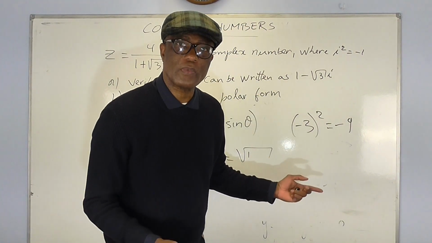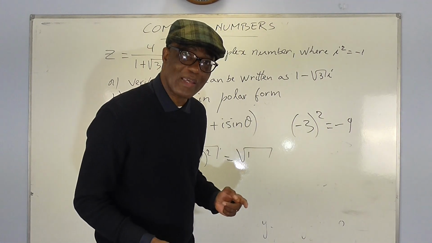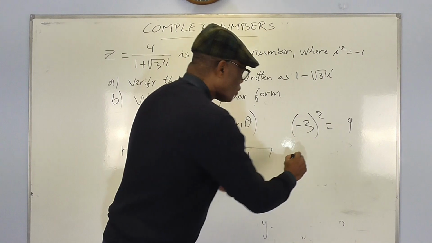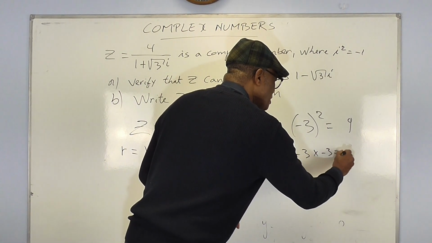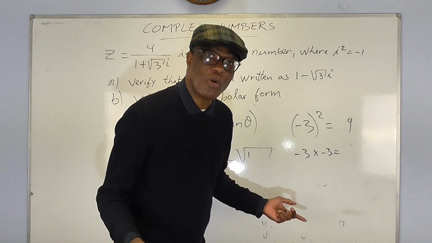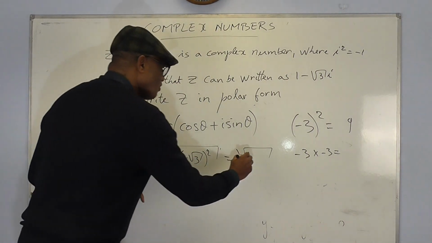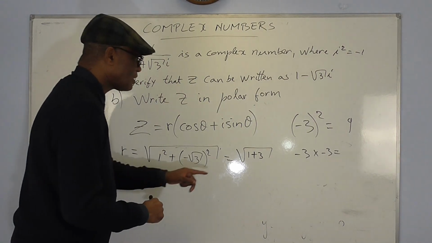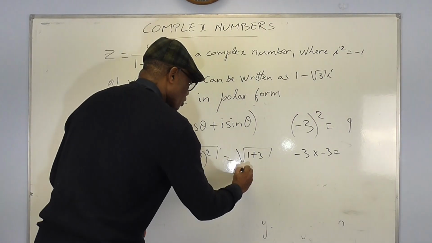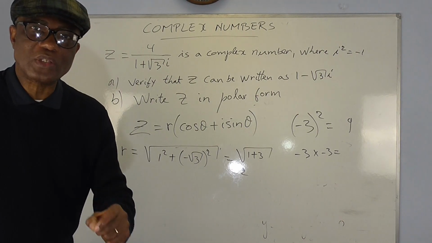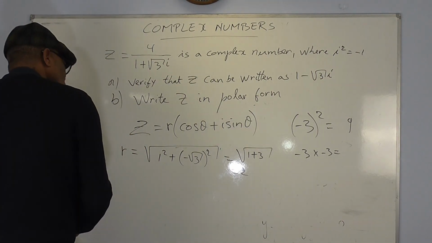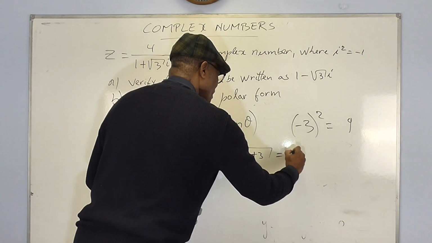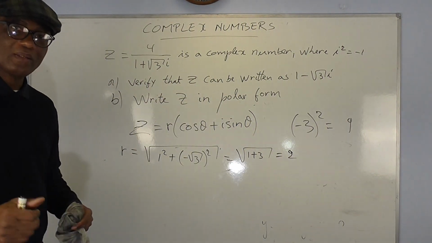No, it's wrong. It is not minus 9, it is plus 9, because minus multiplied by minus is plus. So this here gives plus 3, and this gives 4, and the square root of 4 is 2. So we got the modulus is 2. Okay, this is the modulus.